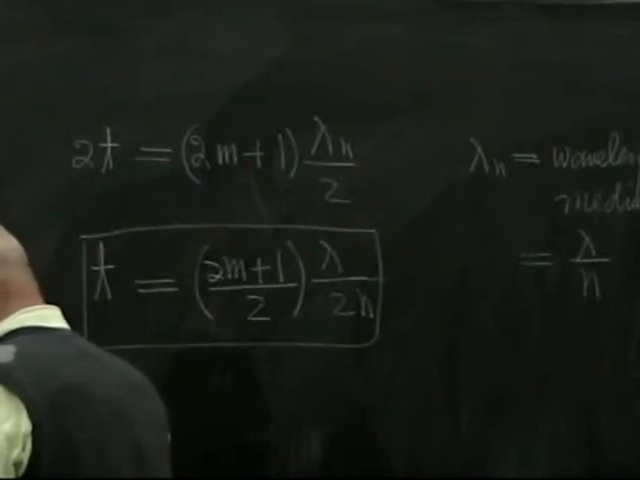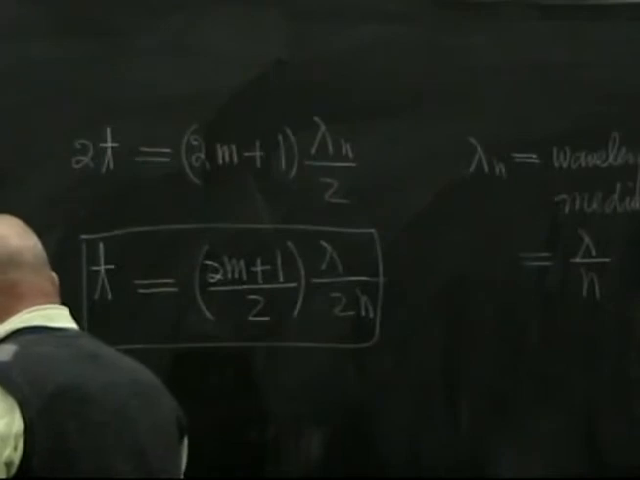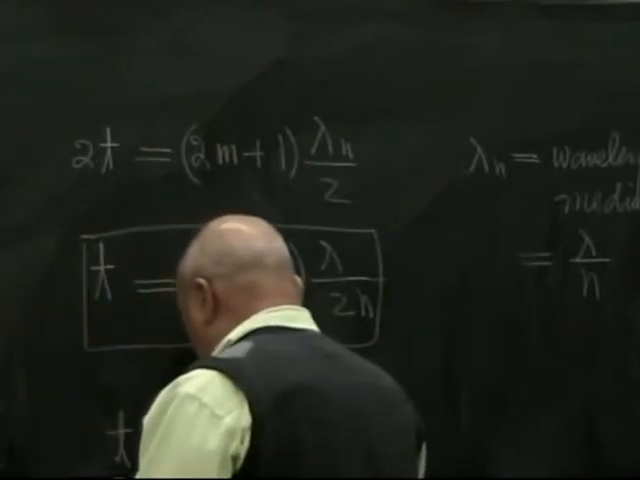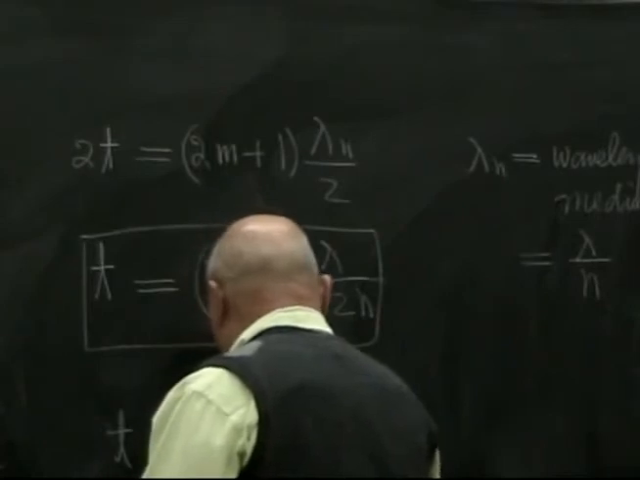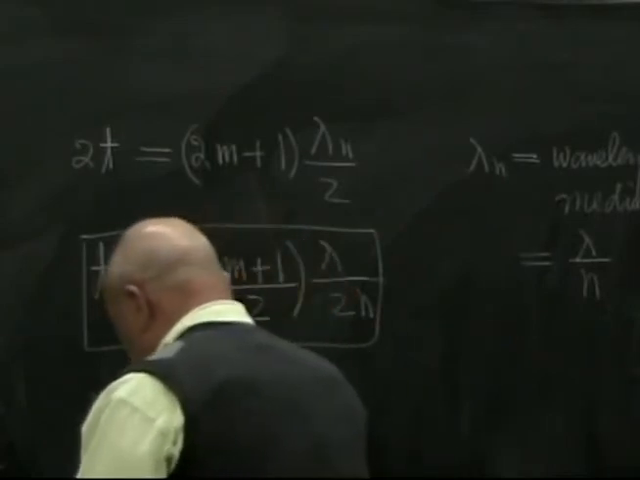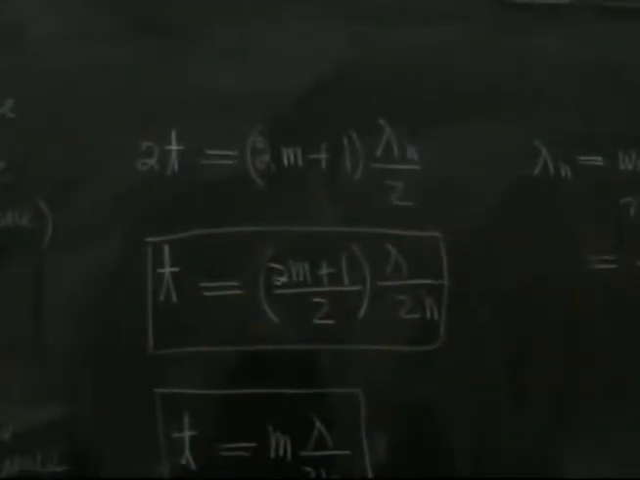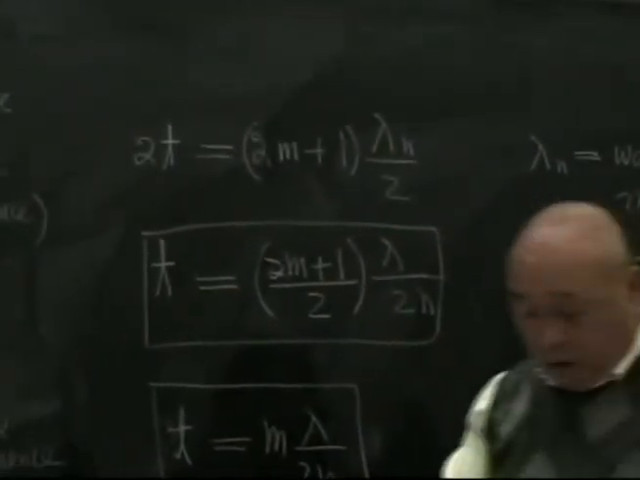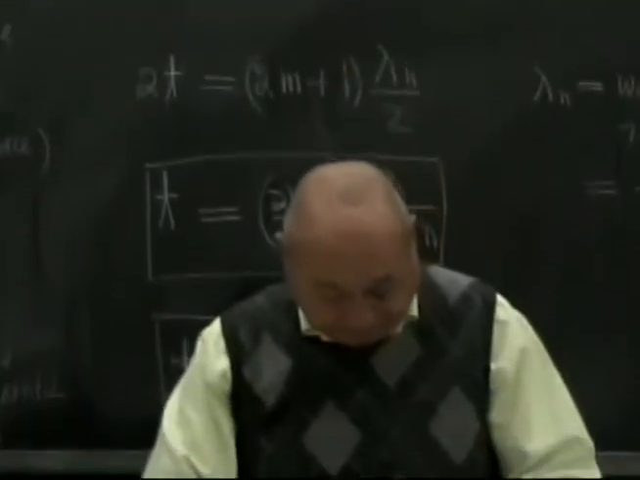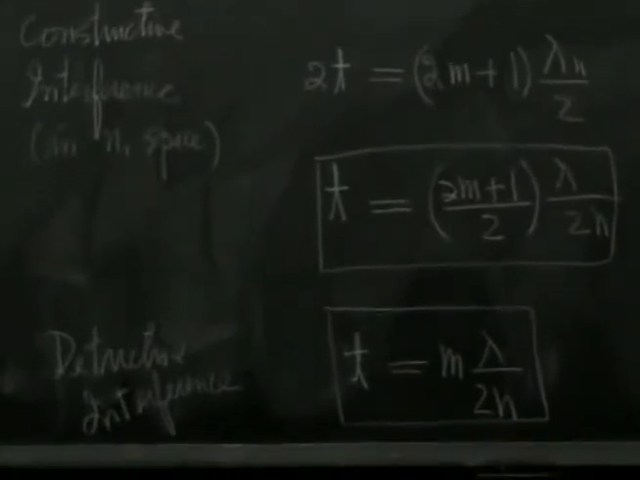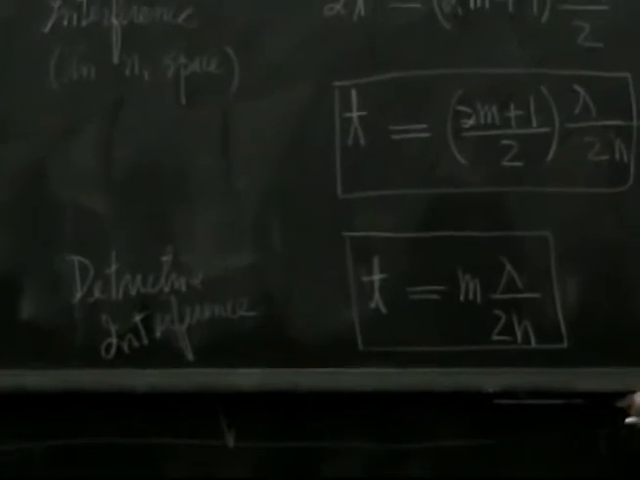Interference will be equal to T equal to mλ divided by 2n. Okay, so these are the cases for the development there. This is for constructive and destructive interference under this condition.